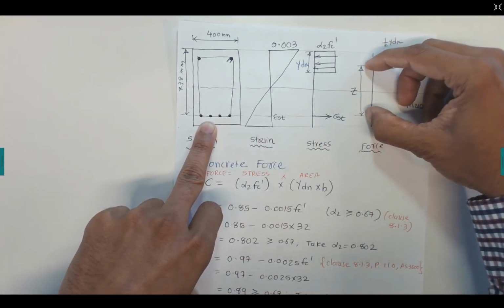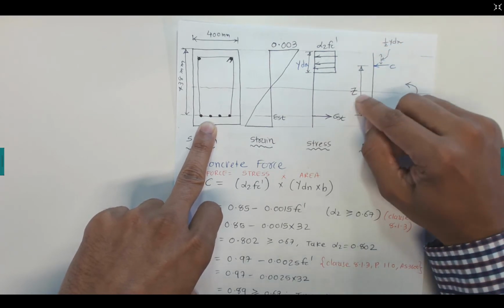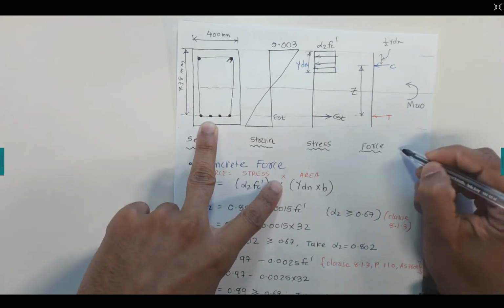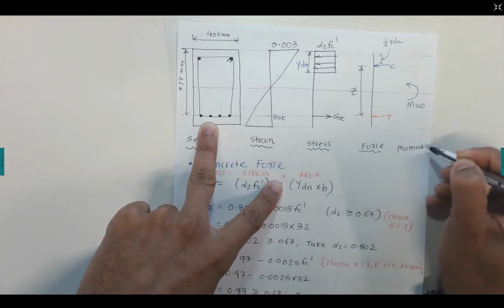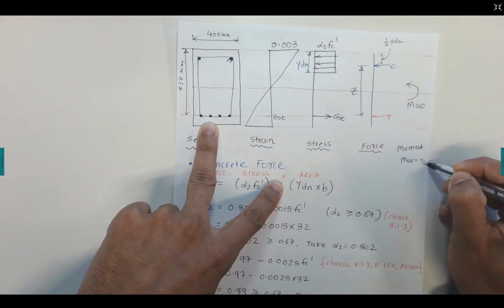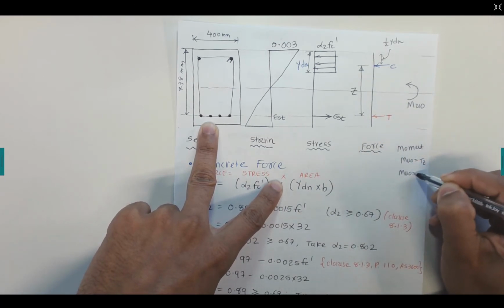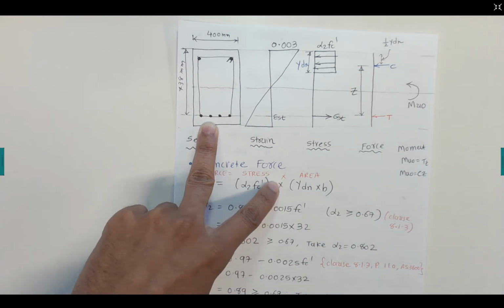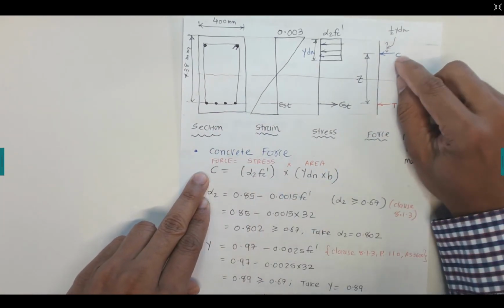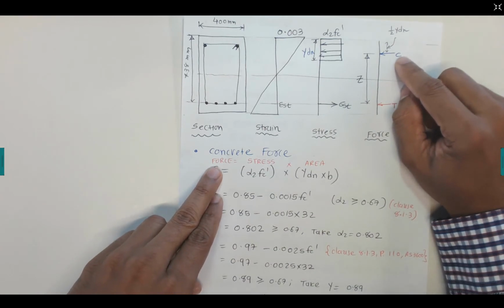The distance between these two, the compression force and the tensile force, is represented by z, which is the lever arm, and this gives a moment. So I can write force and moment, which can be calculated: Mu is T times z, or Mu is C times z. So we can use any of these equations. Now let's start talking about finding the concrete forces.